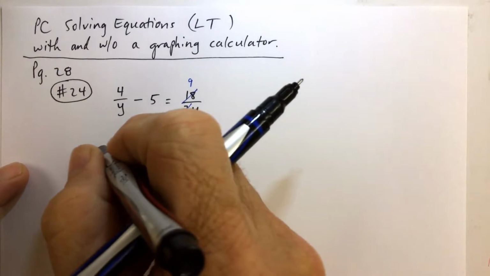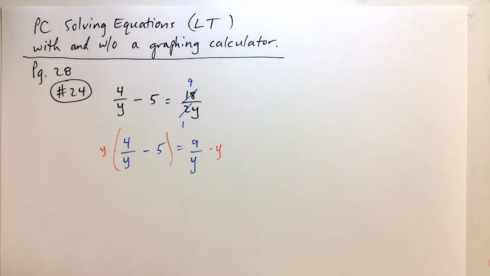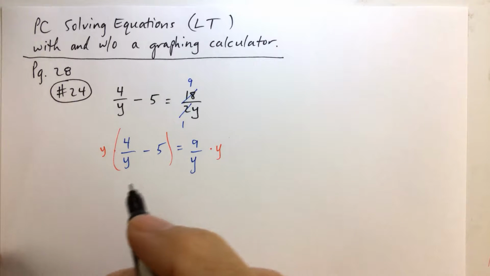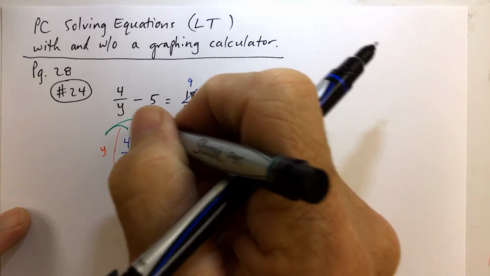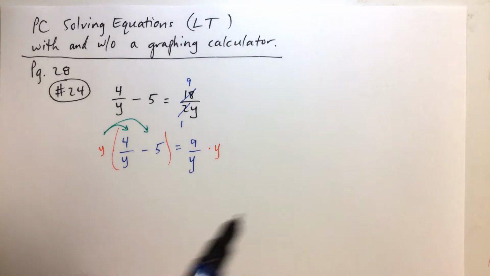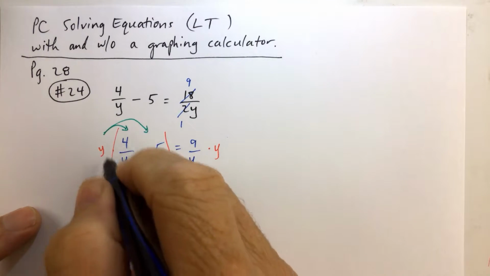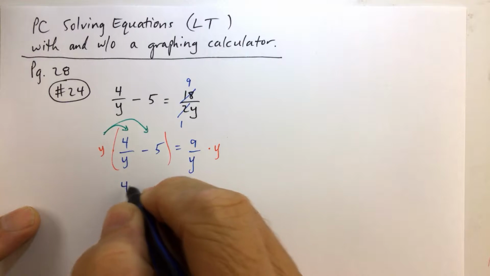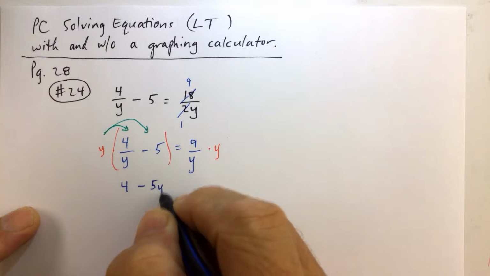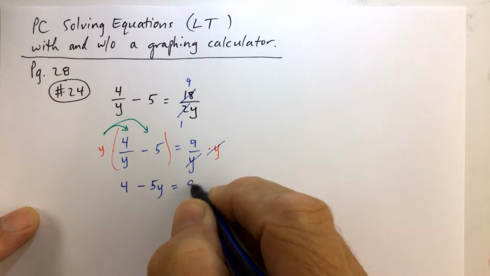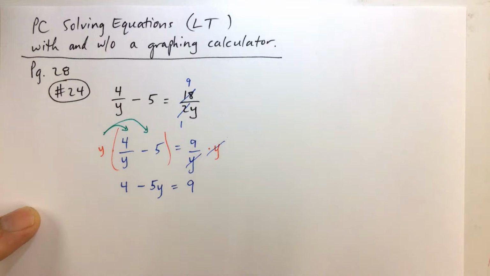We can multiply both sides by y, first of all to remove all fractions. So if we multiply both sides by y, don't forget, we're going to distribute this y to both of the terms on the left hand side. So y times 4 over y, the y's cancel and we just get 4, and then we get y times negative 5, and that's negative 5y. The y's on the right side cancel and we just get 9. So just by that one step of multiplying both sides by y, we get a much simpler equation.